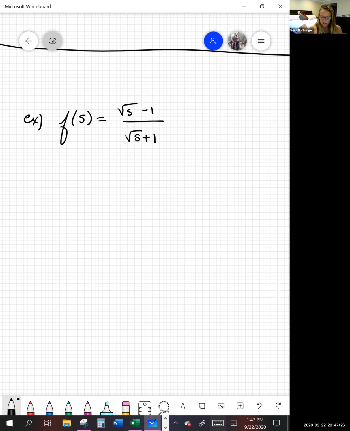So first thing you want to do is rewrite this so that we can use the general power rule. We want to rewrite radicals so that they have rational exponents. And so f of s could be rewritten as s raised to the 1/2 power minus 1, all over, and then again, square root of s is s to the 1/2 power plus 1.